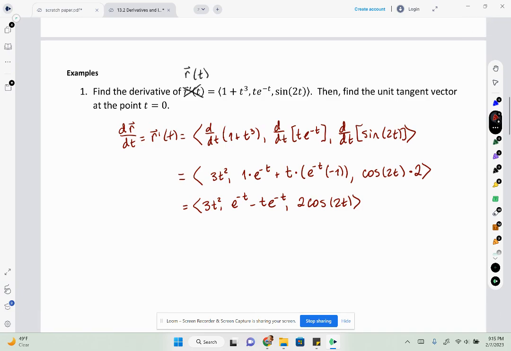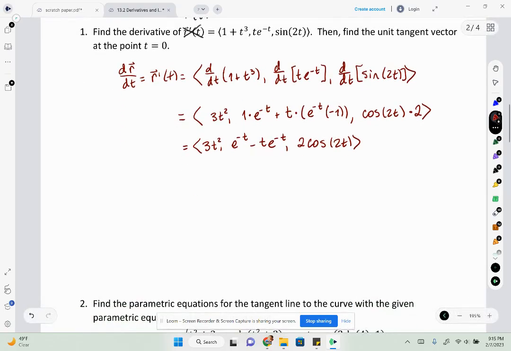Now they're asking for a little bit more. Find the unit tangent vector at the point t equals 0. Okay, I want to go through this because so often we can either make a mistake, or we can make a problem take longer than it needs to. Number one, if you're finding derivatives, don't plug in numbers first. You have to find the derivative first and then plug in the number, okay?